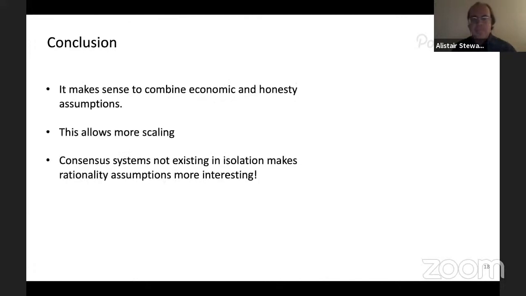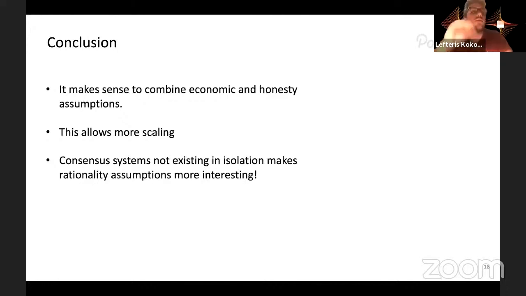So I want to argue that it made sense to combine economic and honesty assumptions, and that concretely, I think we can get far better scaling in terms of number of validators. Number of shards we can get for the same number of validators. And I really want to say that consensus systems not being in isolation is really what makes rationality assumptions interesting. I think there's some bad results on this end, but there are probably also some positive results, and I'd like to see more of them. Okay, thank you.